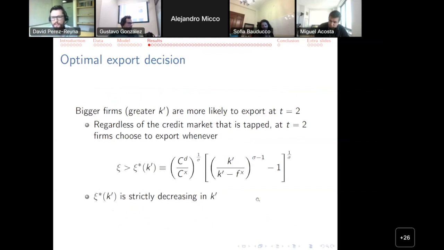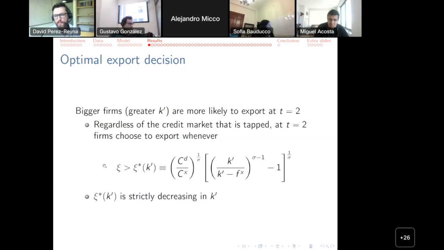So now let me characterize this equilibrium. The first result is that bigger firms, by which I mean firms with greater capital in the second period, are more likely to export. The reason is the fixed cost they need to pay to export. The bigger the firms are, the less expensive it is for them to pay the fixed cost. Analytically, what we find is that the bigger the firm, the more realizations of the exchange rate make the firm find it optimal to export.